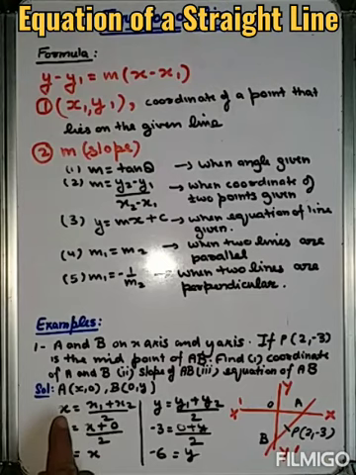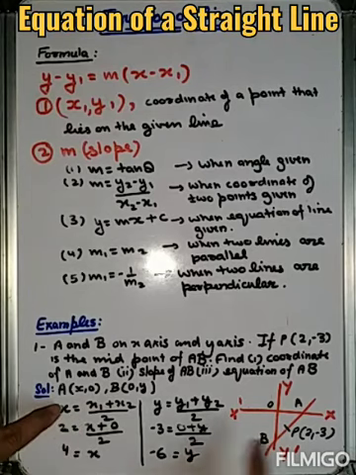What is the midpoint formula? It is x equals x1 plus x2 upon 2. This we have discussed in the last chapter, midpoint and section formula. So x equals x1 plus x2 upon 2. So x is the midpoint. The midpoint is given to you. Put the value of x as 2.